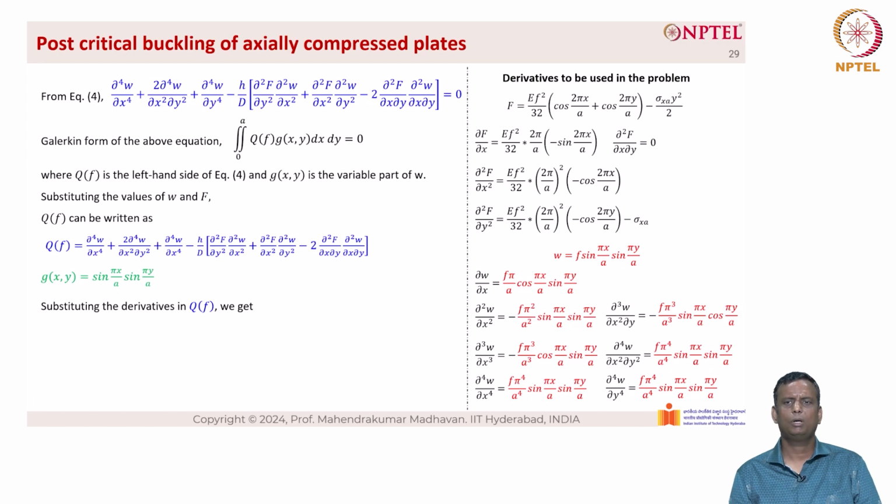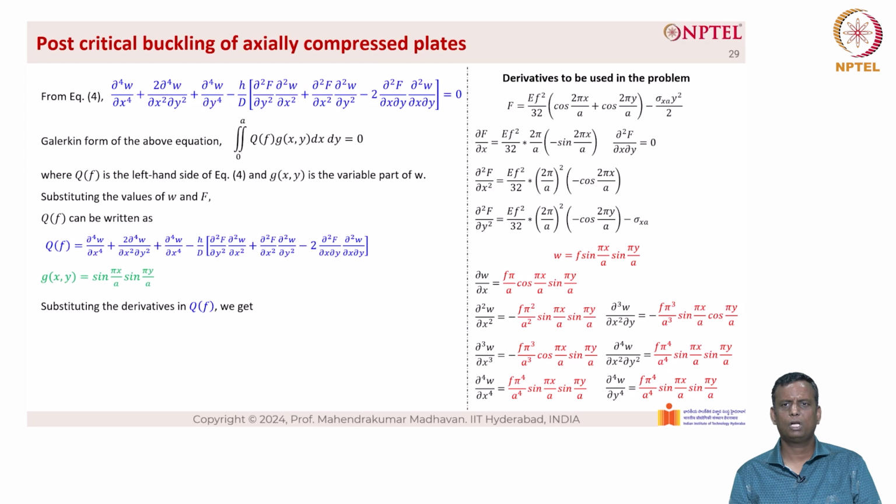And we have ∂³w/∂x³. Basically, we differentiate ∂²w/∂x². So ∂³w/∂x³ equal to minus f into pi cube by a cube into cos pi x by a into sin pi y by a. Now we differentiate that one more time.